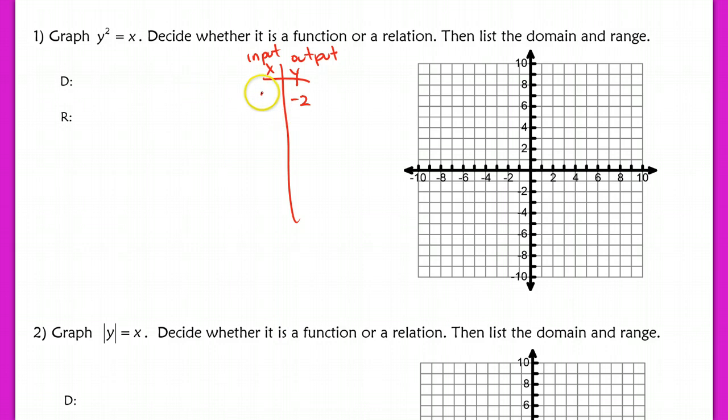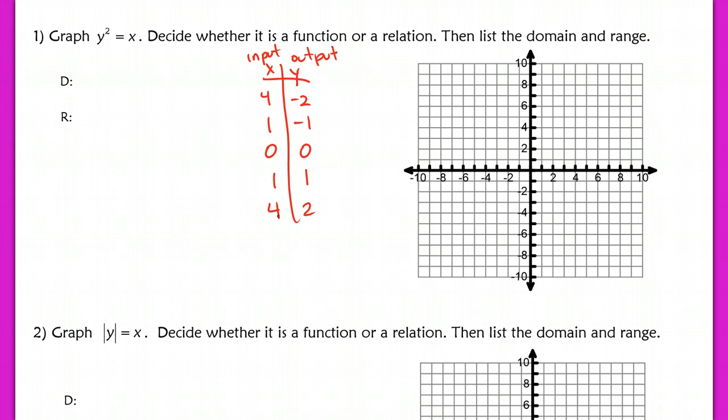This time I get a +4, right? I get a +4 if I square -2. I get a +4 for the x value. If I plug in -1, I get a positive 1 for the x value. If I plug in 0 for the y, I get 0 for the x. If I plug in a positive 1 for the y, I get a positive 1 for the x. And if I plug in a positive 2 for the y, I get a positive 4.